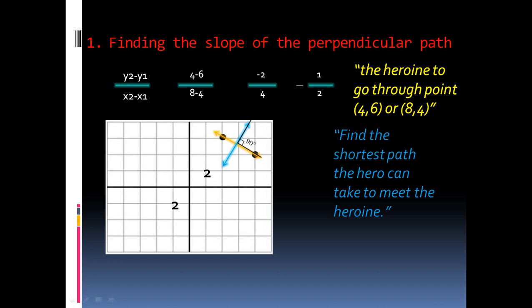But we need to find the shortest path the hero can take to meet the hero, and we know that the shortest path the hero can take is perpendicular. So this is not the answer, because this is the number for this slope, the orange one. What is this slope then? Well, the slopes of perpendicular lines multiply to -1. So we need to find what times this equals -1, which will be 2 over 1. And that's our first answer.